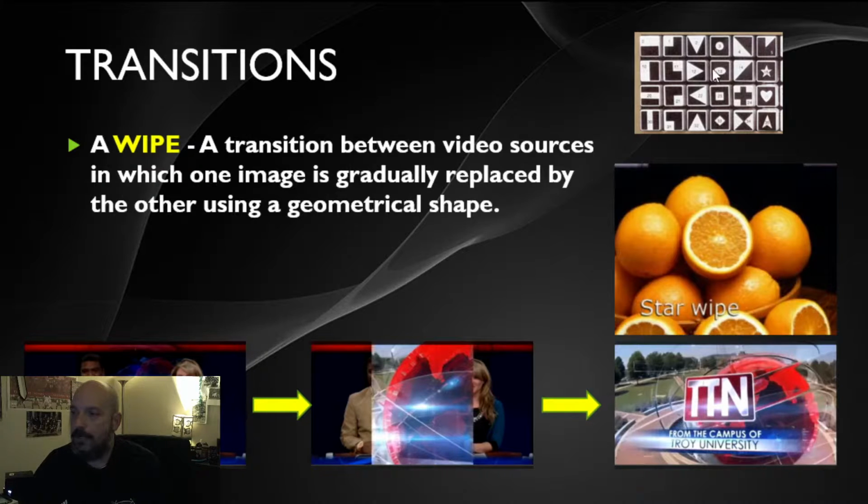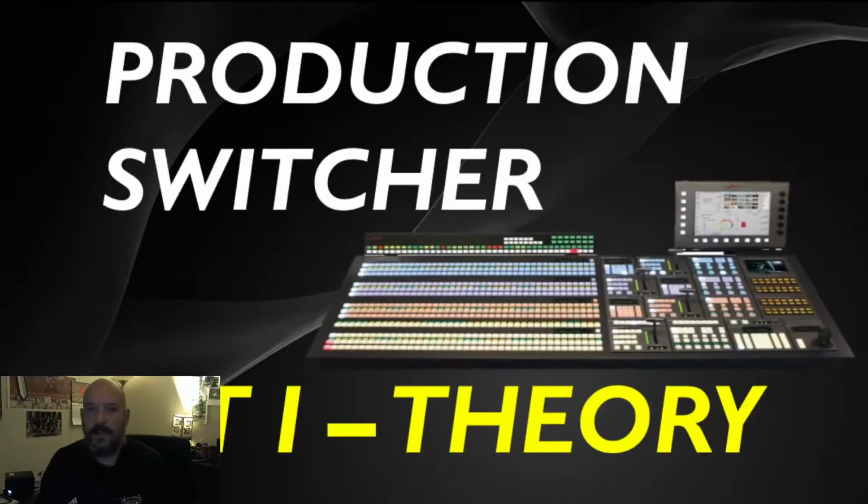There are a lot of different types of transitions, a lot of shapes, a lot of geometric patterns that can be put into play. Things like stars and pluses and hearts and triangles and the like. And that's just a quick look at the different ways that you can go from multiple sources to multiple destinations.